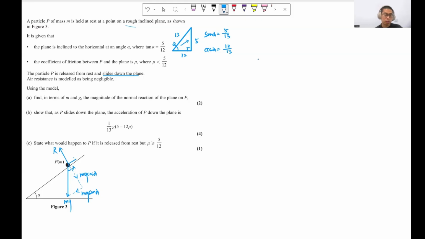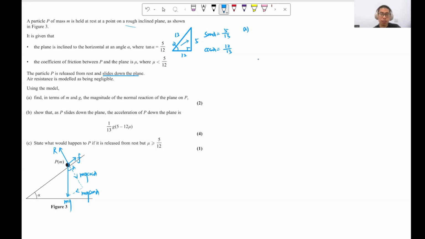And then because it slides down the plane, friction goes upwards. Wait, let me try it out. Yeah, so the friction goes up. And then friction is equal to mu R, or just label it as friction first. And then they want us to find the magnitude of the normal reaction.